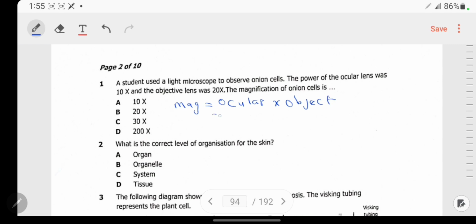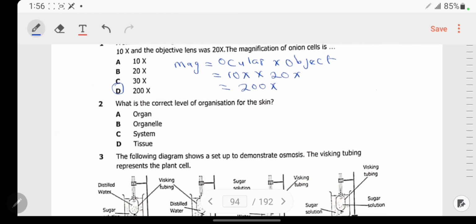So what do we have? We have a 10 times magnification times a 20 times. So when we multiply this, we have 200 times. So the answer for question 1 will be D.